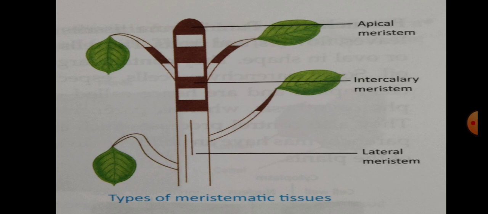How is this intercalary meristem helping? They actively produce new cells, so they will increase the length of the plant. It is responsible for the regrowth of cut grass.